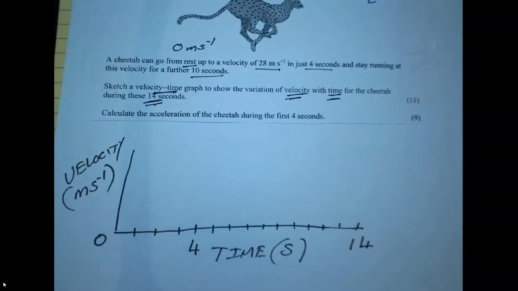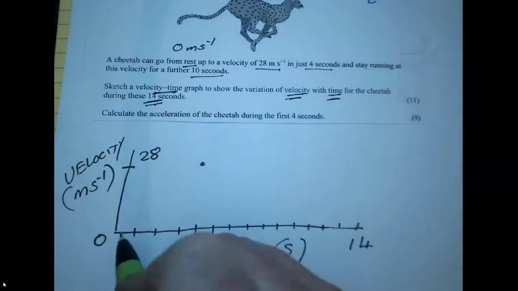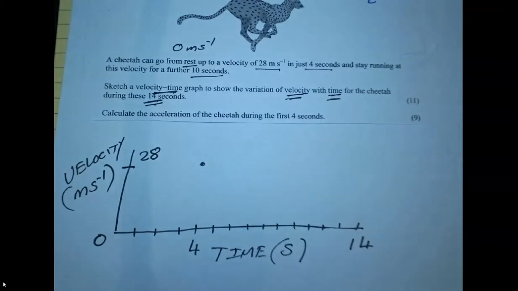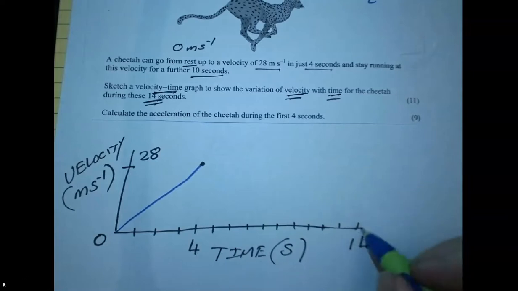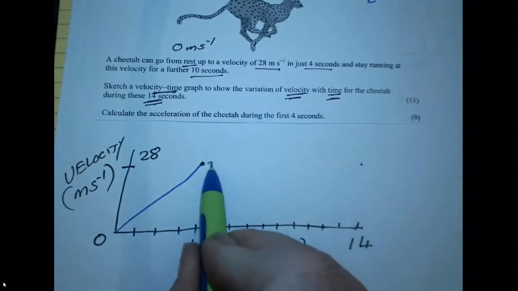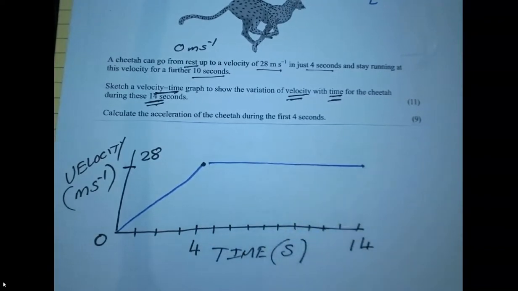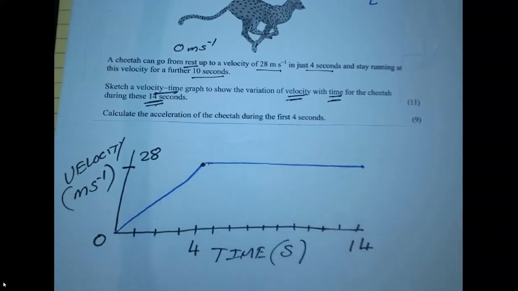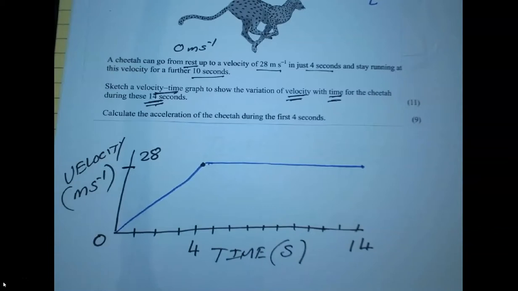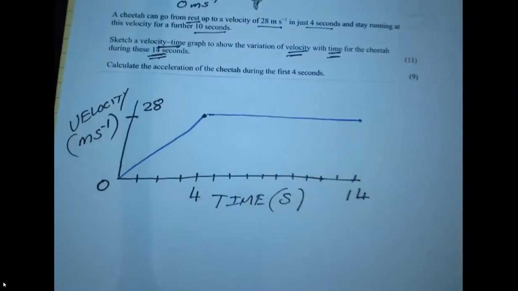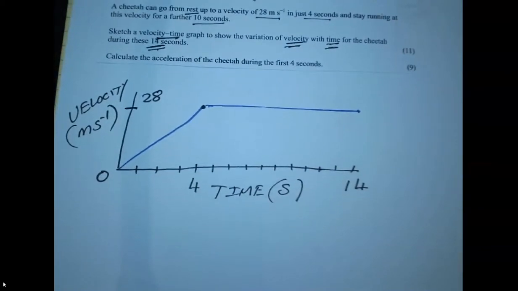There is 0 meters per second, and our cheetah can go up to a velocity of 28 meters per second, and it does that in 4 seconds. So it accelerates up like that, and then it stays doing that for a further 10 seconds. So this basically is our velocity against time graph to describe the motion of that cheetah.